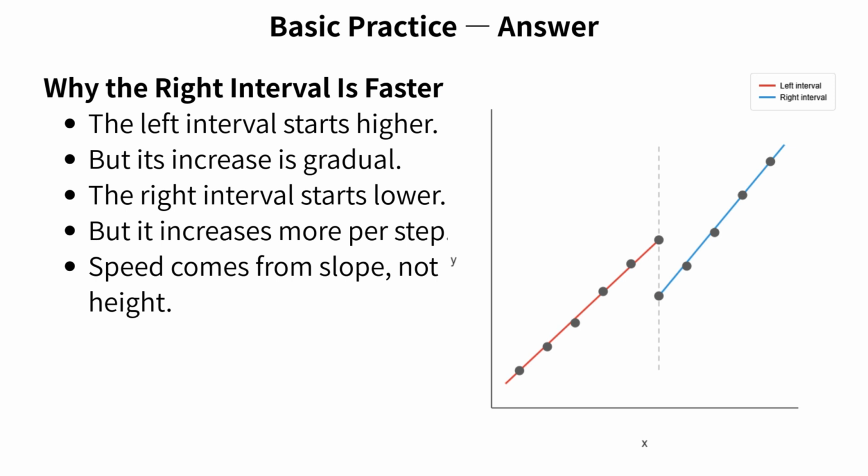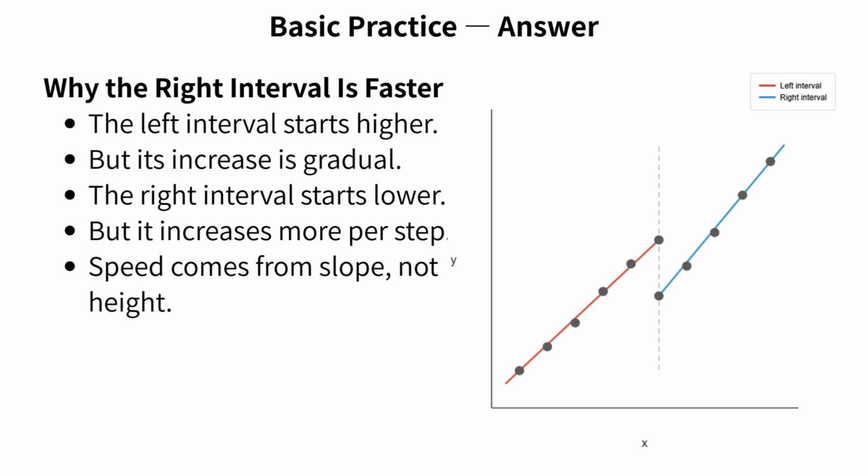Now compare that to the right interval. The right interval starts lower, which is why many students ignore it. But look at the spacing between the points. Each step upward is much larger. From one x value to the next, y increases more on the right side than on the left. That means the slope is steeper. And slope is the key idea here. Slope measures how fast something changes, not where it starts. So even though the right interval begins lower, it gains value more quickly with each step.